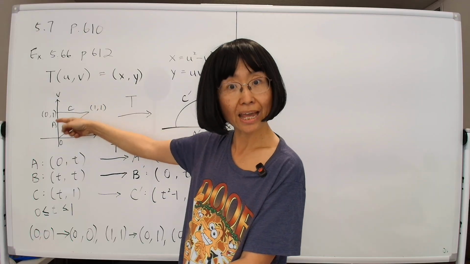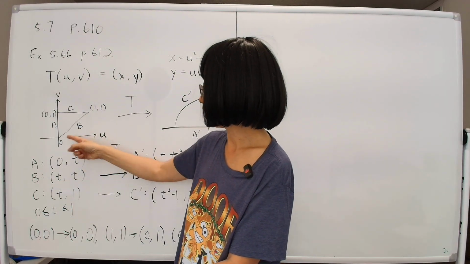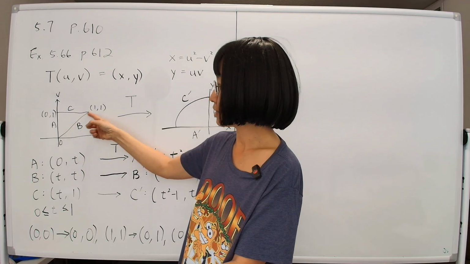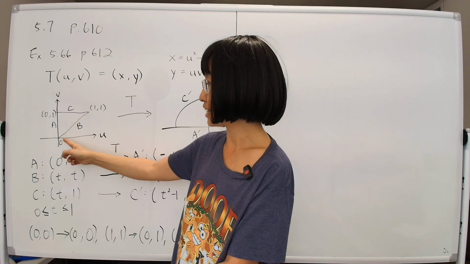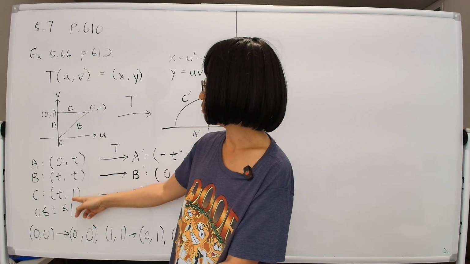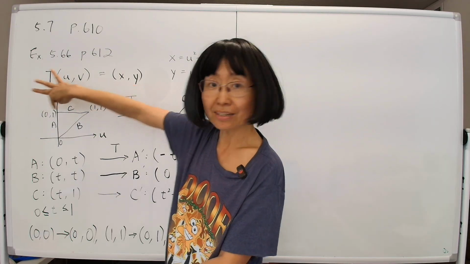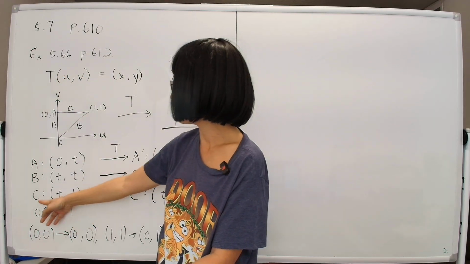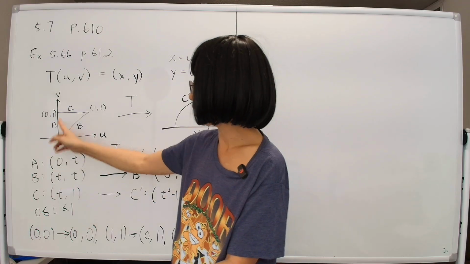That describes A. And then similarly, B is (t, t). X and y are the same, and that gives you the y equals x line. In this case, the u equals the v line. That's B. And C, similarly, C will be (t, 1), because for C the y value is always 1. The x value can go between 0 and 1. So that's a parametric representation of the line C.